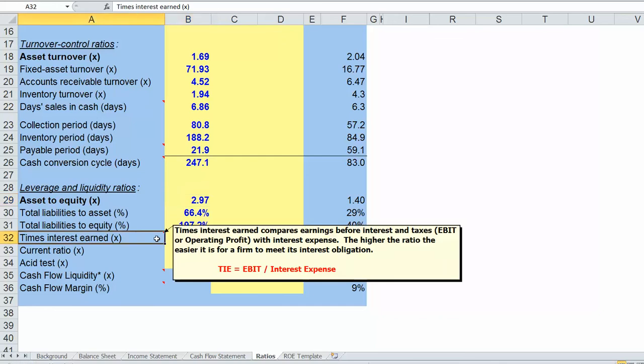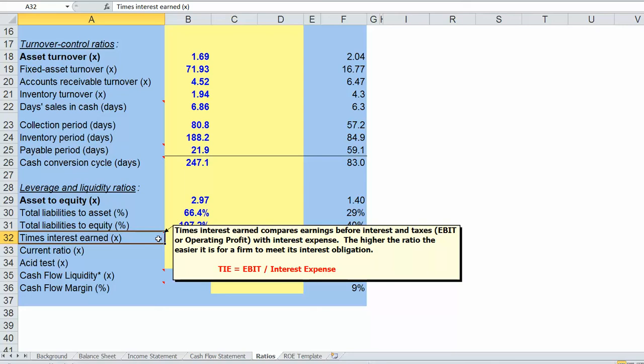Our times interest earned ratio is a coverage ratio. It gives us an idea how much slack we have in earnings in terms of covering our interest expense. It takes our EBIT, which is earnings before interest and taxes, or our operating profit, and compares it with our interest expense. The higher the ratio, the easier it is for our firm to meet its interest obligations.